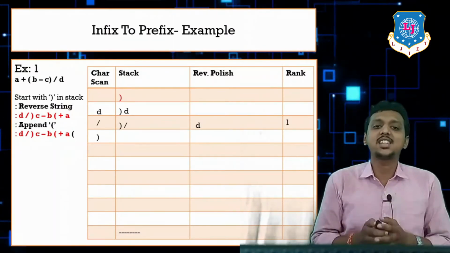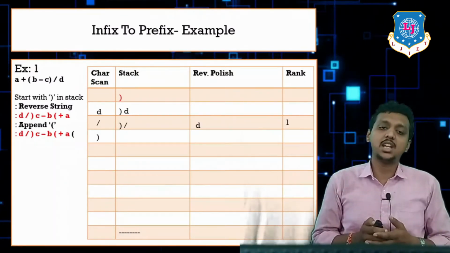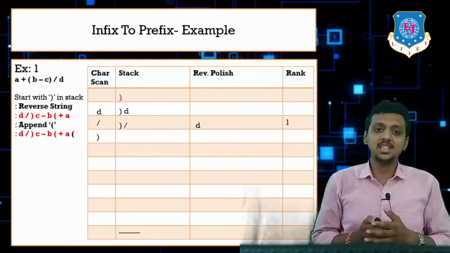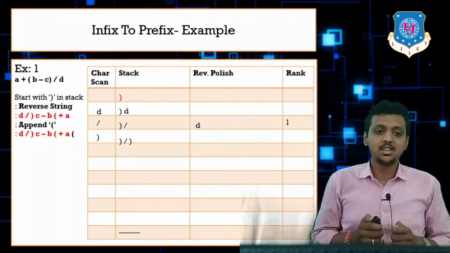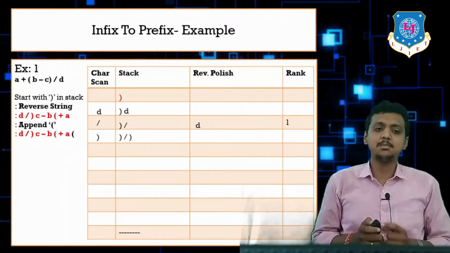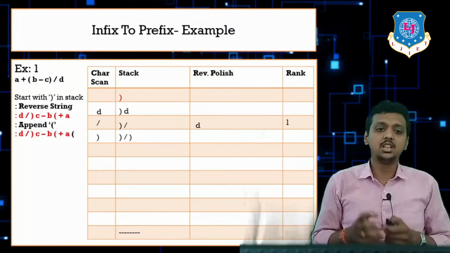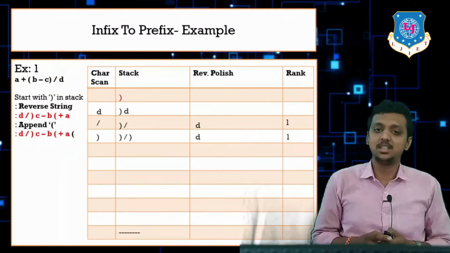Of characters can column. Fine. So when the closing bracket is outside the stack, its precedence is 9. So I am going to push inside the stack. So here it is: closing bracket, division, closing bracket. That is my whole string. The reverse polish remains as it is and the rank remains as it is.